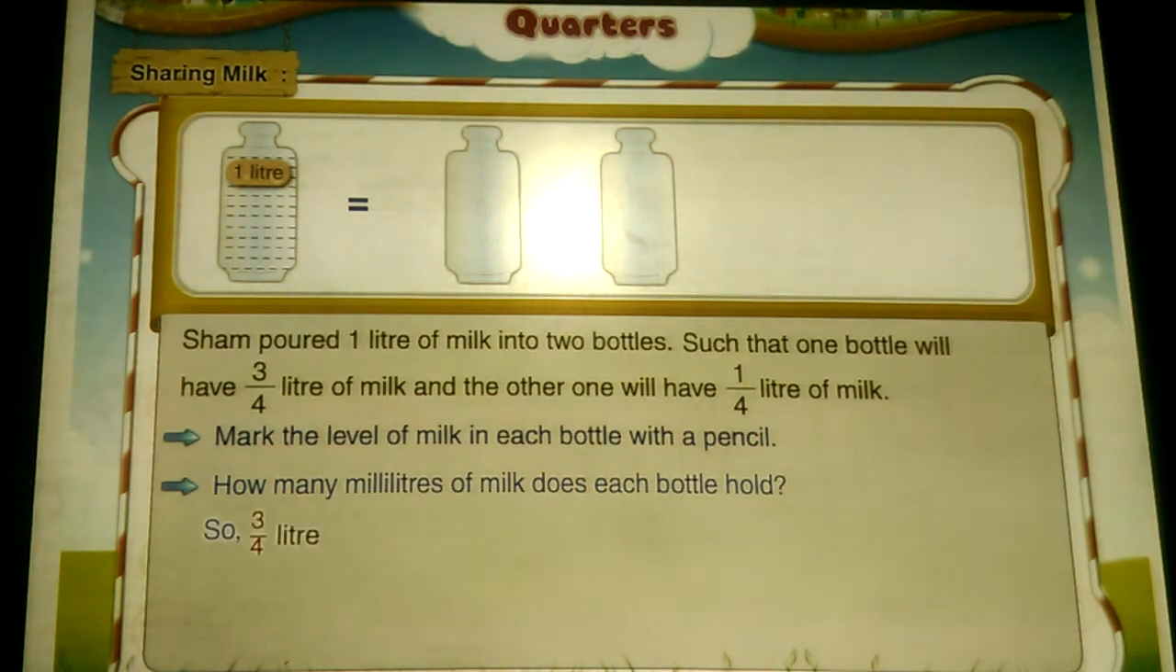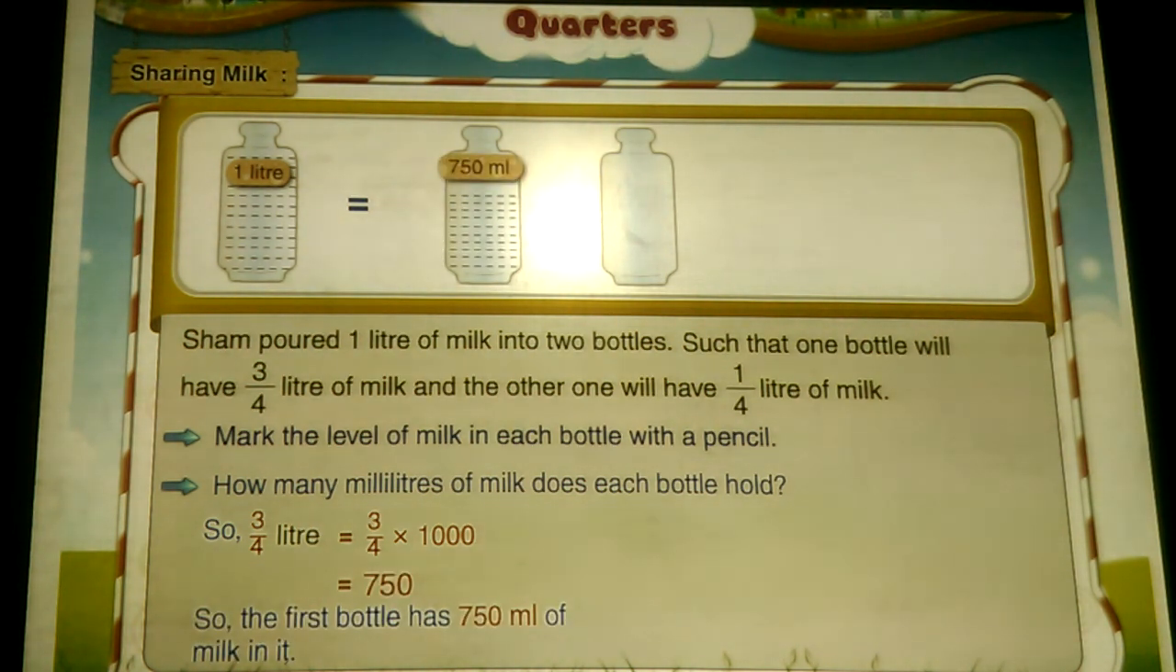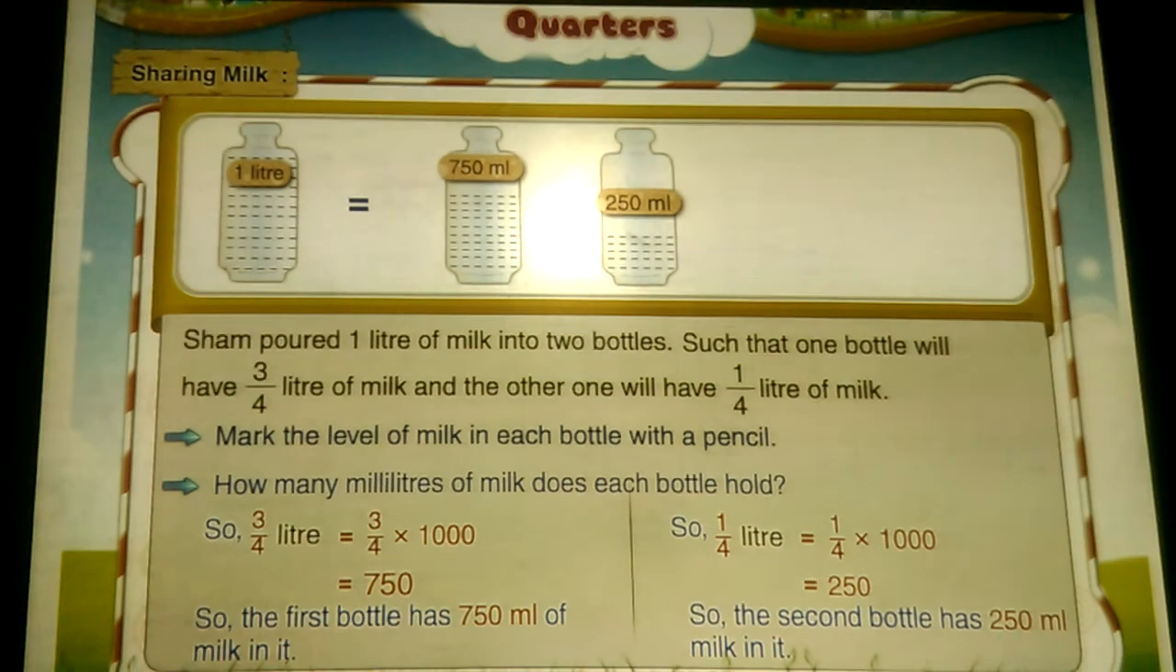To convert 3/4 liter into milliliter, we will have to multiply 3 upon 4 by 1000. The answer is 750. So, the first bottle has 750 ml of milk in it. Similarly, to convert 1/4 liter into milliliter, multiply it with 1000. We get 250. So the second bottle has 250 milliliter milk in it.